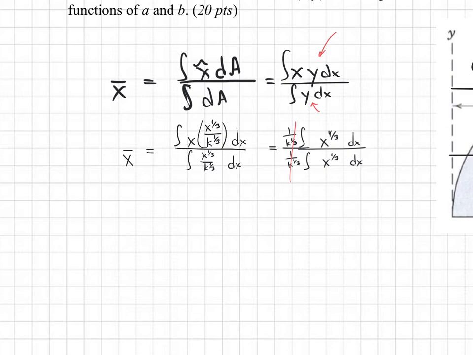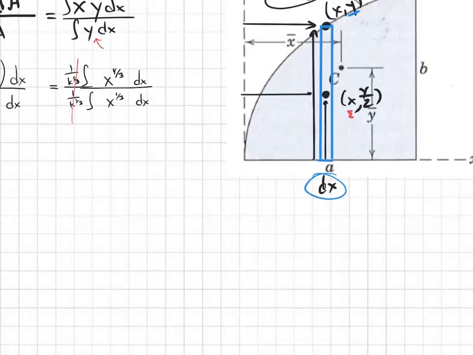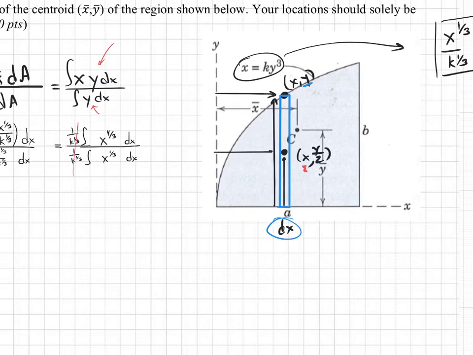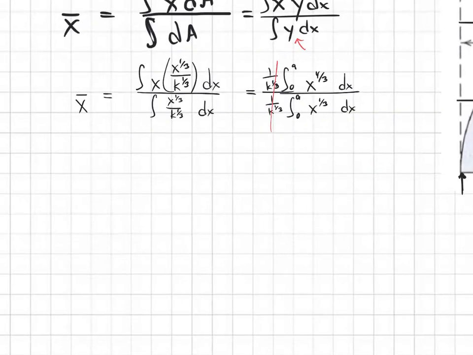At this point, it's probably good to put in my limits of integration. I'm starting here, that's where the first box is, and I'm going to the last box at A. So this is going to be from 0 to A. So x bar equals x to the 7/3 times 3/7, going from A to 0. And on the bottom, I've got x to the 4/3 times 3/4, A to 0.